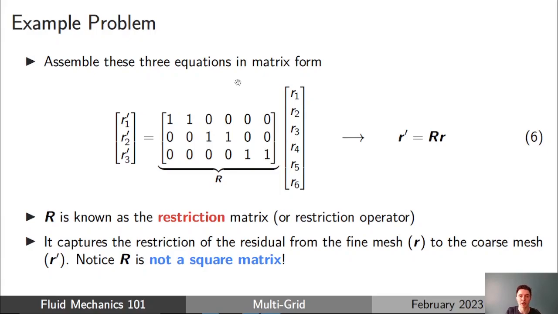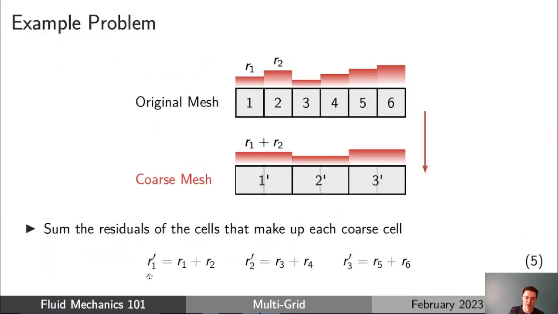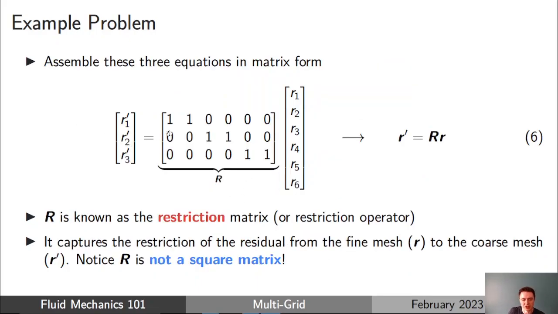We can actually write these linear algebraic equations in matrix form. And this is the part that I really want you to focus and pay attention on. If we look at the first row of this matrix equation, you can see that we've got R1' is equal to R1 plus R2. That's the equation we had on the previous slide. R1' is just equal to R1 plus R2. And if we look at the second row of the matrix equation, R2' is just equal to R3 plus R4, and then R3' is equal to R5 plus R6.